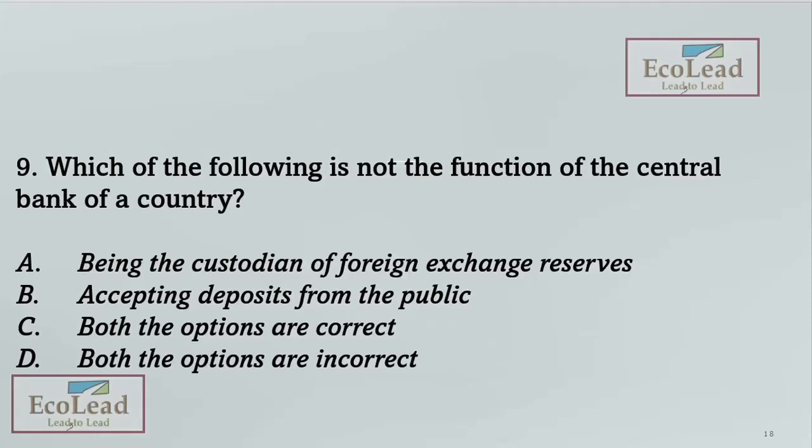Let us see option D. Both the options are incorrect. We need to check whether option A is also correct. Being the custodian of the foreign exchange reserves, yes, RBI or the central bank is the custodian of foreign exchange reserves. So option D will be the correct one.